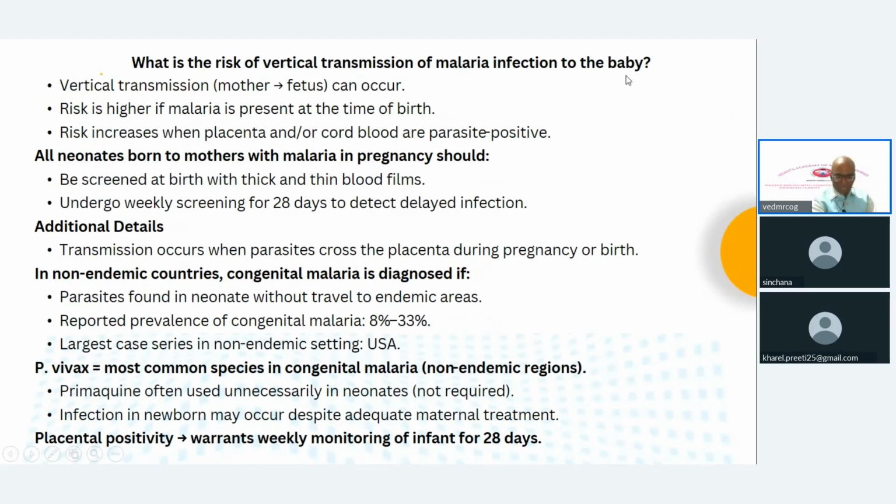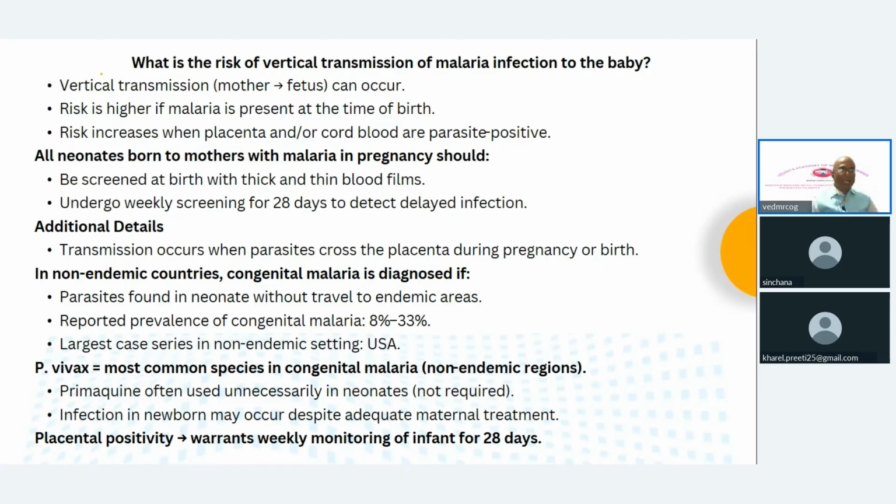So what is the risk of vertical transmission of malaria and infection to the baby? Vertical transmission from mother to fetus is known to occur. Risk is higher if malaria is present at the time of birth. Risk increases when the placenta and cord blood are parasite positive. This is the most important thing which you should remember. So all neonates born to mothers with malaria in pregnancy should be screened at birth with thick and thin blood films, and undergo weekly screening for 28 days to detect delayed infection. So what is indicated is screening at birth with thick and thin blood films, and the same screening weekly till 28 days is recommended.